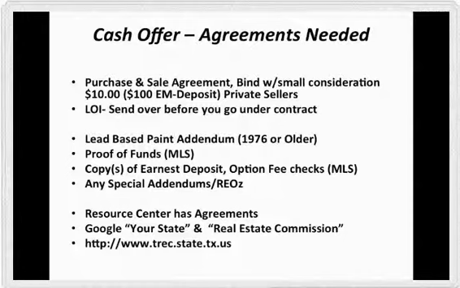www.trec.state.tx.us, and that link will send you directly to their page, and you can just click on contracts and addendums, and that page pops up and you can print them right off the internet. So there's tons of sources that you can get these contracts from, including your resource center. You can Google your state and the Real Estate Commission, and you can print them off the website online.